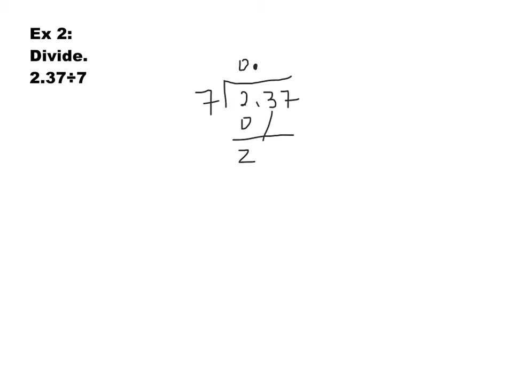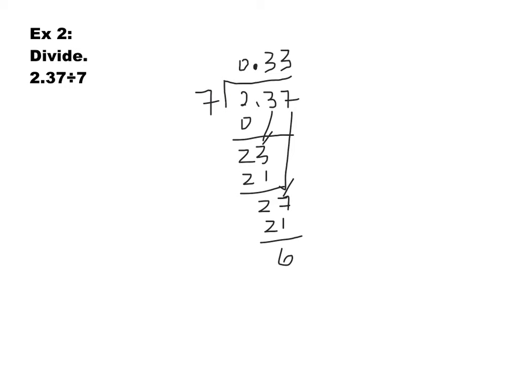Now I bring 3 down. 23 divided by 7 gives me 3. 3 times 7 is 21. And 23 minus 21 is 2. Now I bring 7 down. 27 divided by 7 is 3. 3 times 7 is 21. And I get 6. Now you will say, oh, the remainder is 6. And there is no more digit.